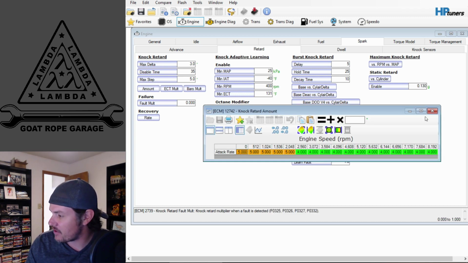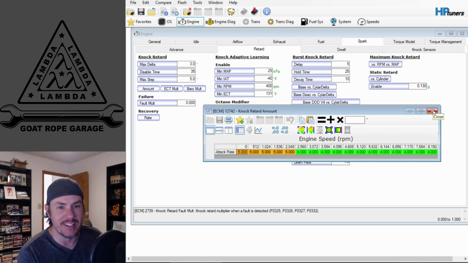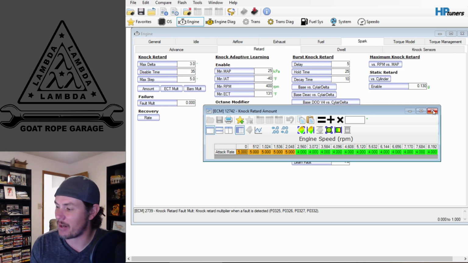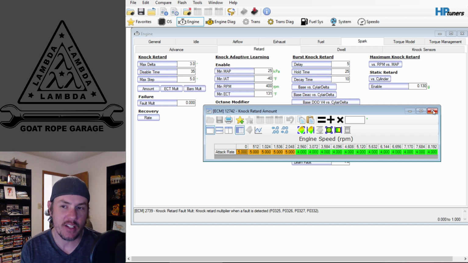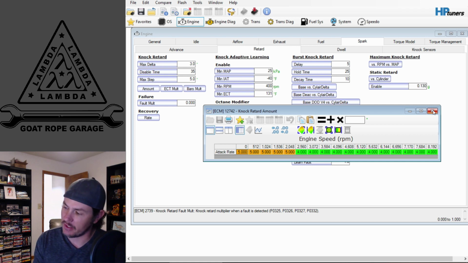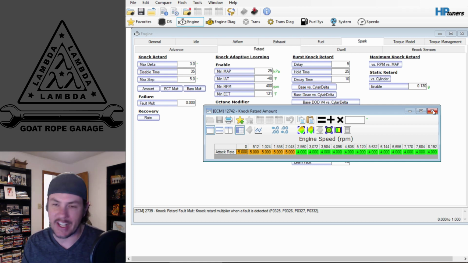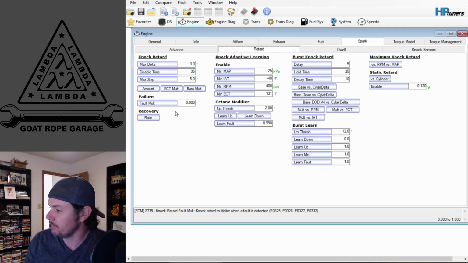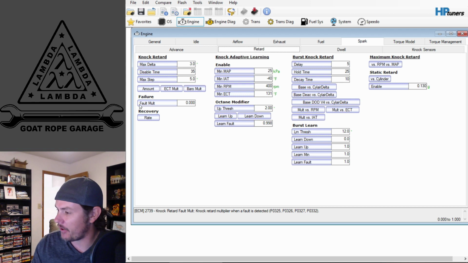You can look at things like the attack rate, which is how aggressive it is. This is something you can actually lower down. This is a pretty aggressive attack rate because it is a factory attack rate, and this is there to provide the utmost safety. That being said, it's a little bit overkill, so if you wanted to come in here and halve this, you're probably still going to get pulled out of a situation where you have knock in time to avoid causing much issue.